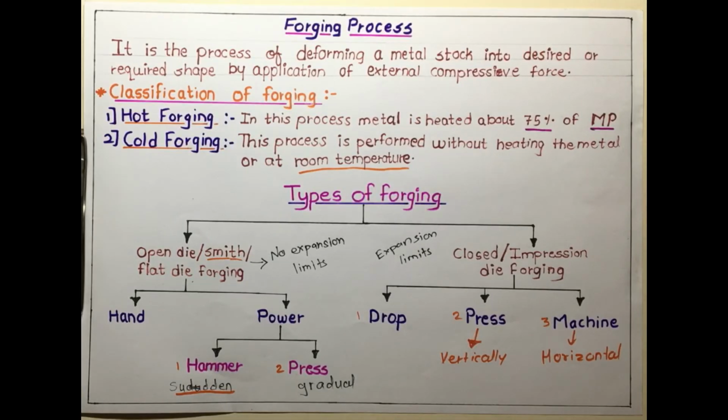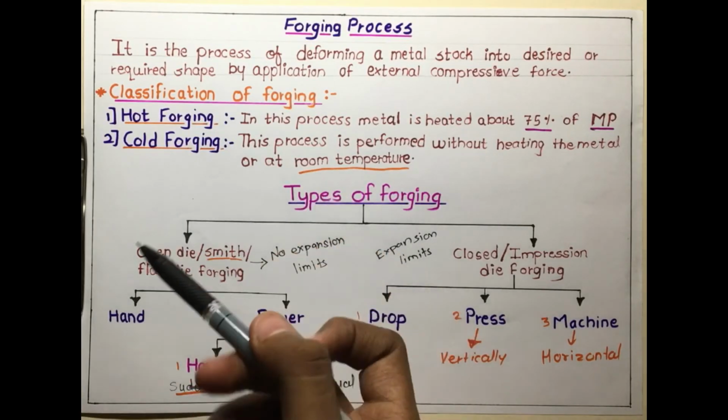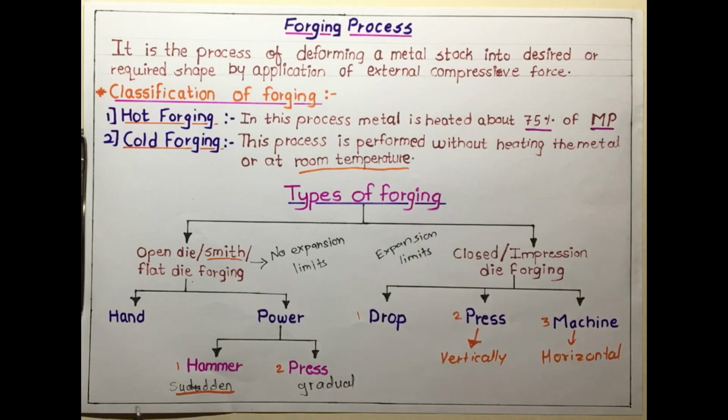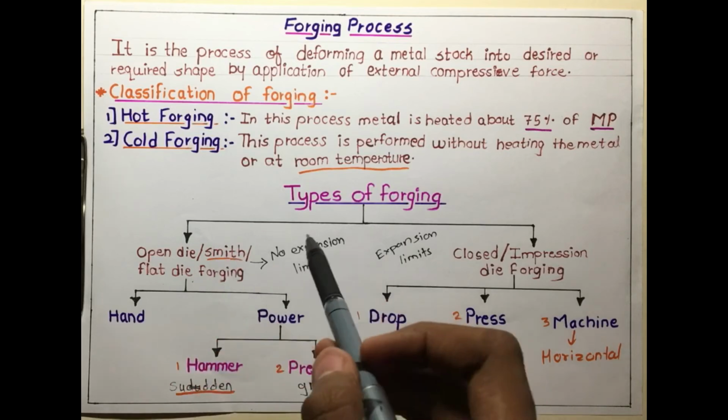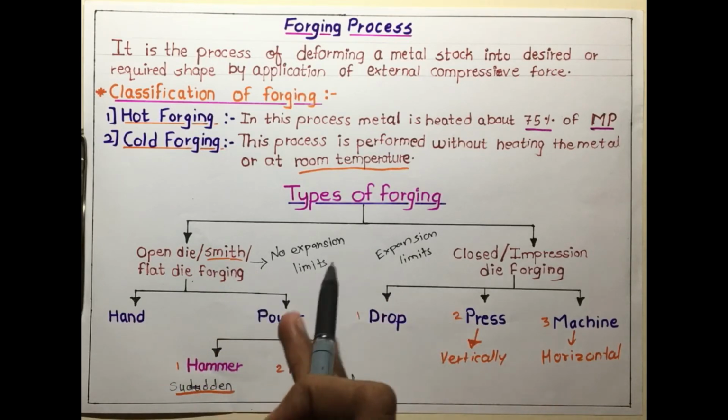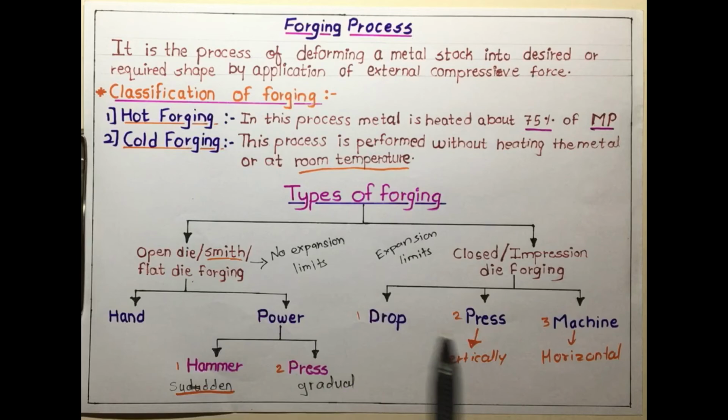Now we will see the comparison between the open die forging and the closed die forging. In this open die forging, there is no expansion limit or deformation limit for the workpiece. And in this closed die forging, there are some expansion or deformation limits to the workpiece, because in this the closed die itself acts as the limits.